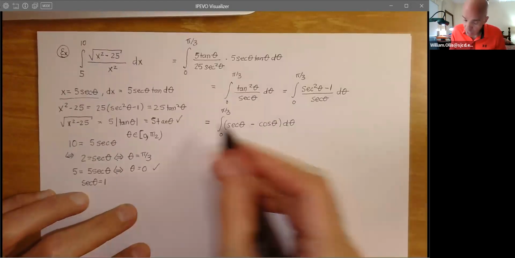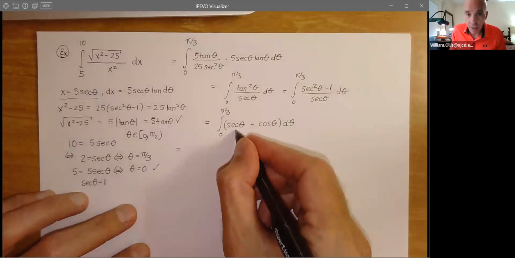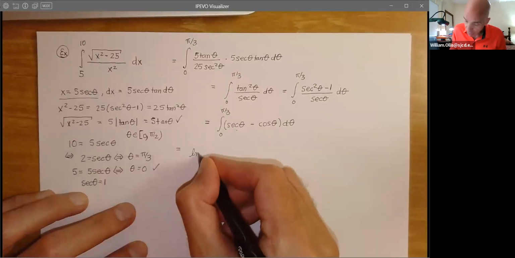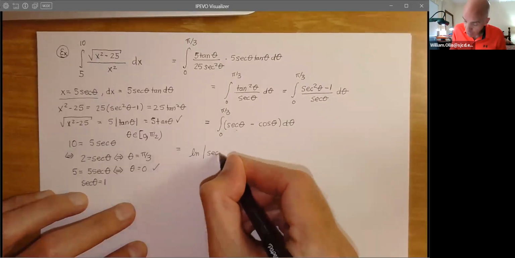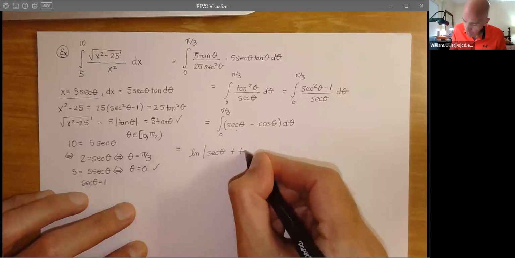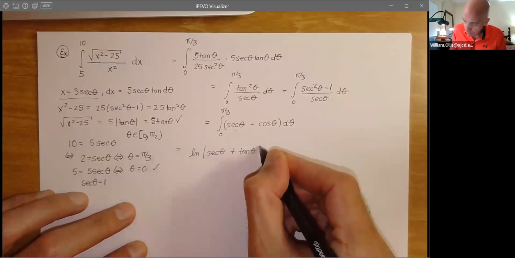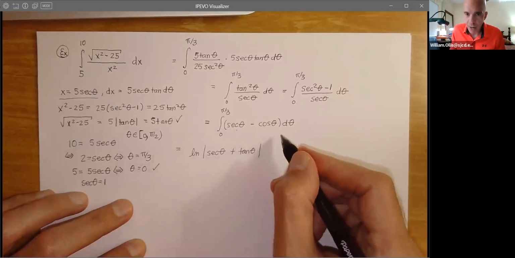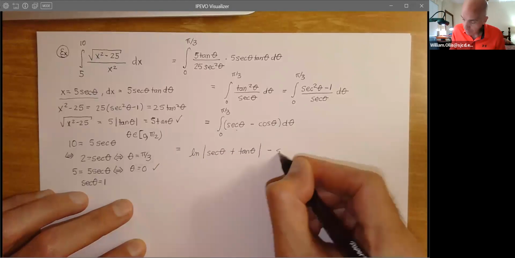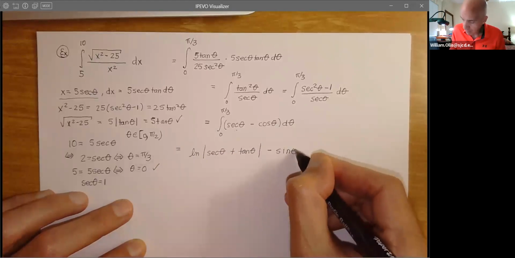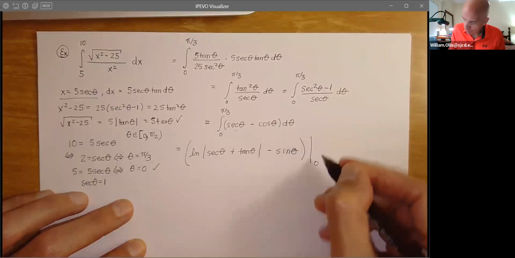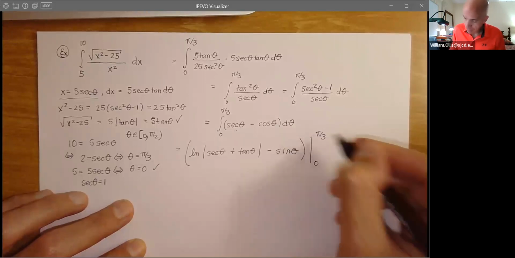And so now these are easy integrals. So we get the what? What's the integral of secant? Well, that's the Lagrange method, the natural log of secant theta plus tangent theta. That's a famous theorem which we've used many times so far. And the antiderivative of cosine is the positive sine, so we get minus sine, from 0 to pi over 3.